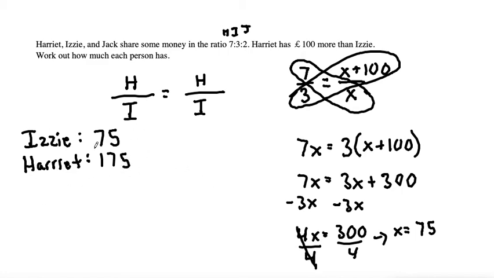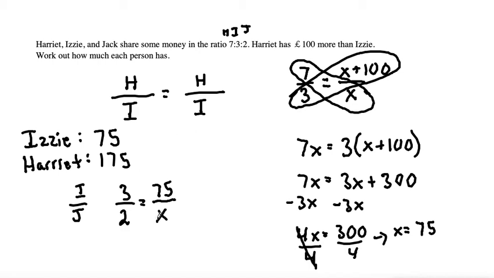So now we have information about Izzie and Harriet. We just need to finish up with Jack. So using the information that we currently have, let's use the 3 to 2, which would be Izzie to Jack. So 3 over 2, keep in mind that that represents Izzie over Jack. So to set up our second proportion, we need to put Izzie on the top, which we know that Izzie has 75 pounds. And we're looking for how much Jack has. So we can just put a variable there, for example, x.